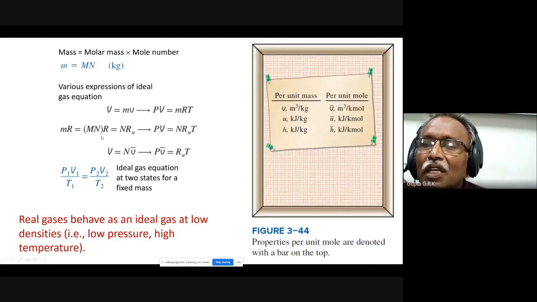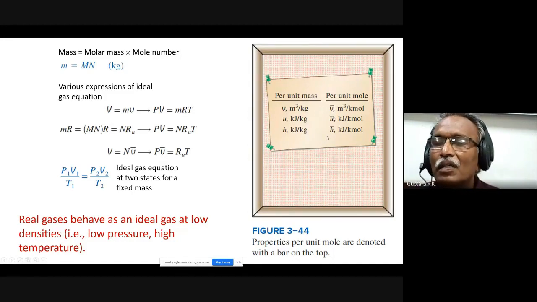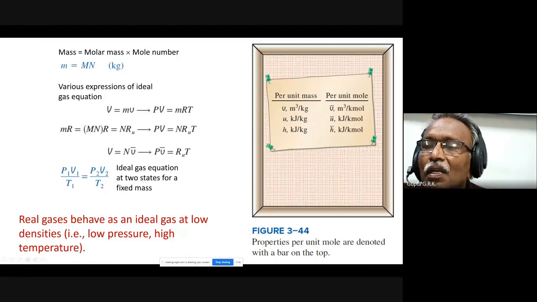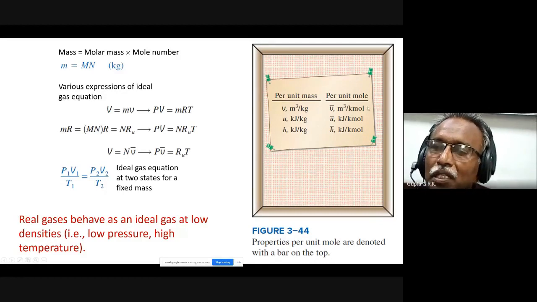And here we have seen specific volume, internal energy, and the specific enthalpy. These are per kg, per unit mass. And if you express them per unit mole, we give a bar on the symbol. v bar, u bar, h bar means meter cube per kilomole, kilojoules per kilomole, like that. So this is on mole basis, this is on mass basis.